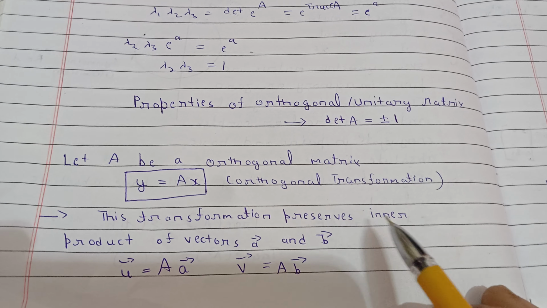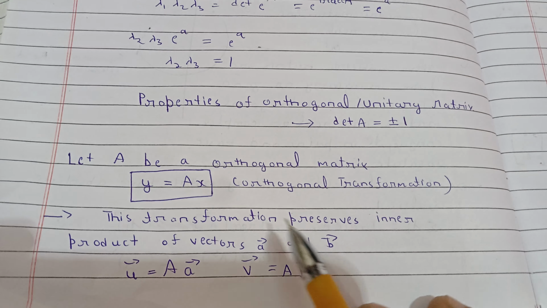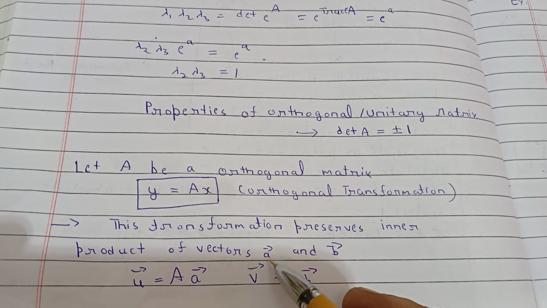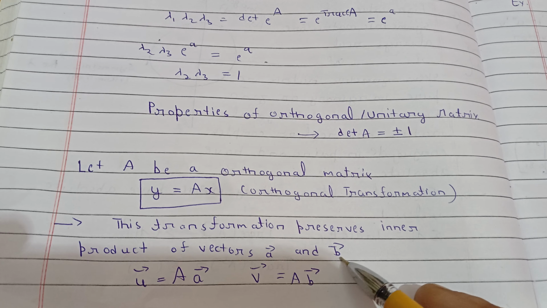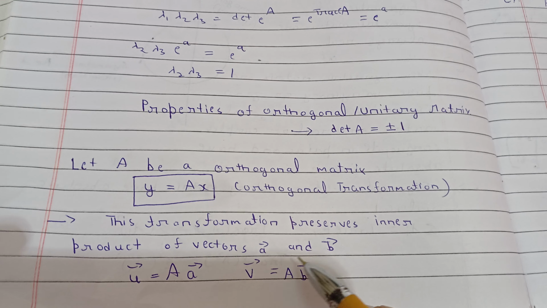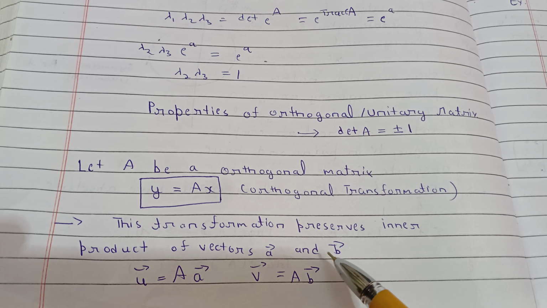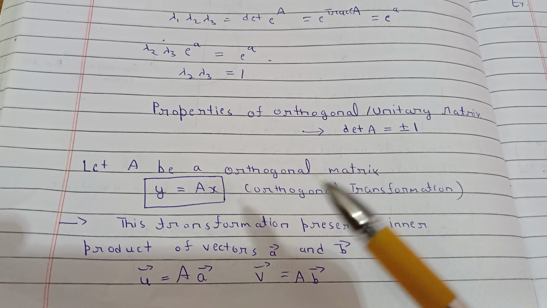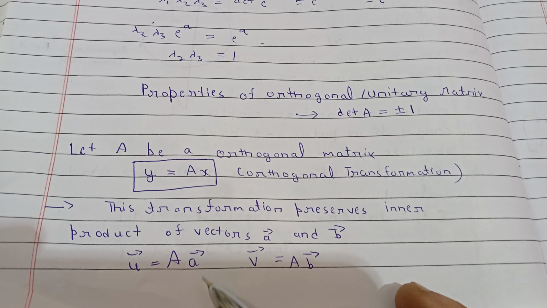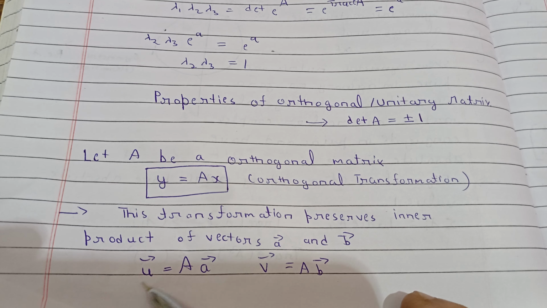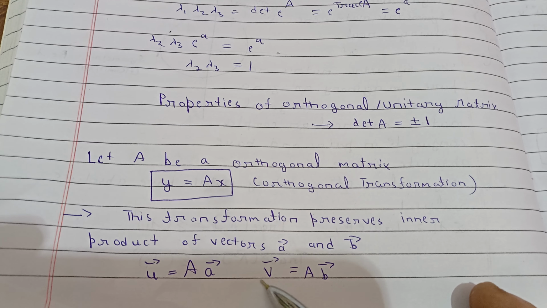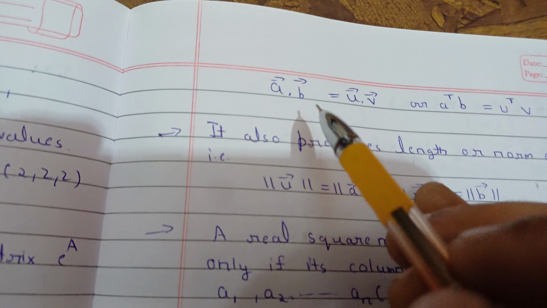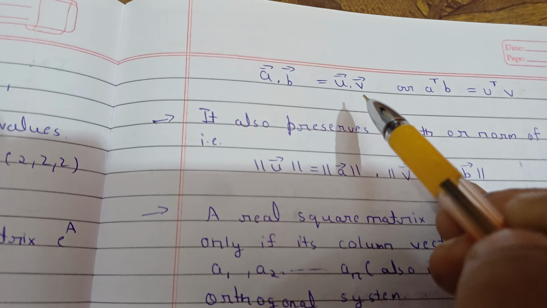This transformation preserves the inner product of vectors A and B. What this line means is, if you find the orthogonal transformation of A and the orthogonal transformation of B, then A dot B will remain the same, meaning the inner product of A and B remains the same as the transformed version. So what is the transformed version of A? That is U. For B it is V. So U dot V will always be equal to A dot B. That is the property. It means the inner product of A dot B will be preserved.